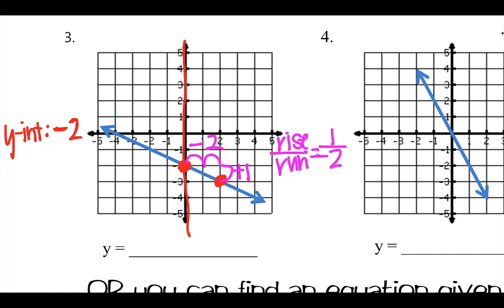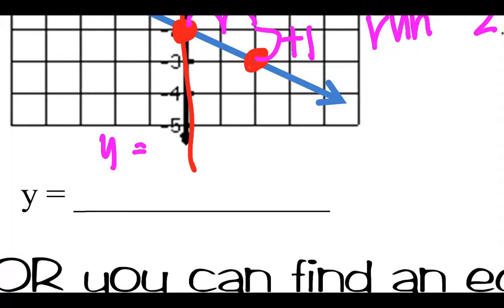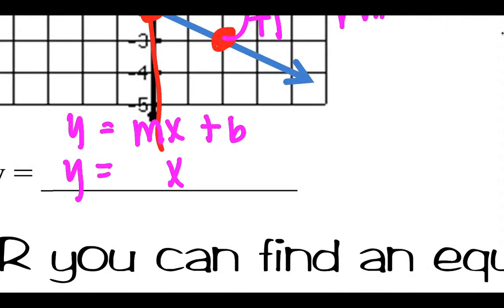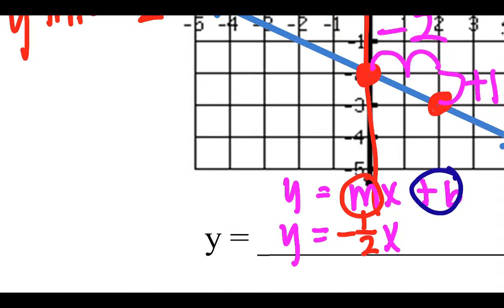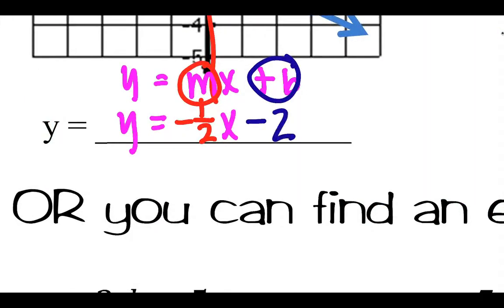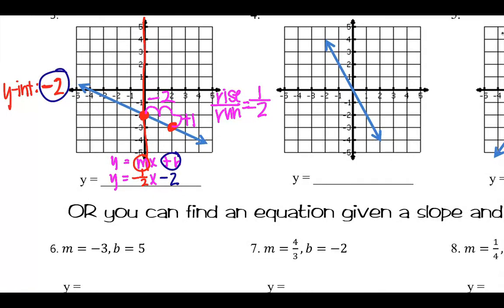So now I've got my slope and my y-intercept. I just need to put it in the form y = mx + b. So the y = and the x all stays the same. Now I'm looking at my slope, which was -1/2. So filling that in for m. And then I'm looking for my plus b. In this case, it's a -2. So I'm going to put minus 2. There's the equation of my line.